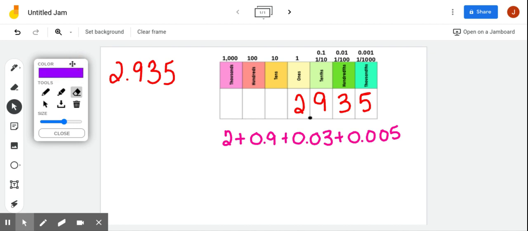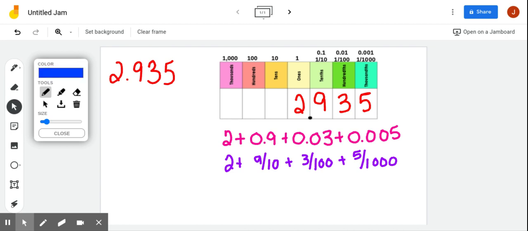I have 2 wholes plus 9/10. Well, instead of decimal, I'm going to write it as 9/10 plus the 3 in the hundredths place means I have 3 hundredths, so 3 over 100 or 3 hundredths. And finally, 5 thousandths. I'm going to write it as 5 over 1,000. So again, those are the 2 ways where you are adding the value of each digit.